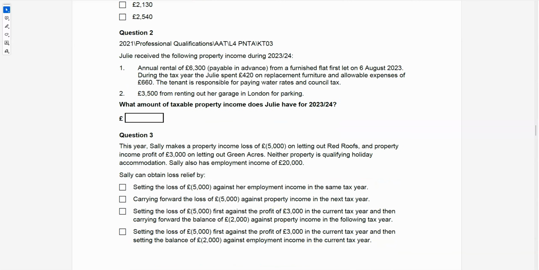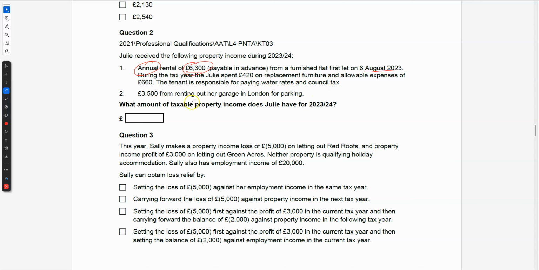Number 2 says Julie received the following property income during the year. Annual rent, so per year 6300 from the furnished holiday letting, let on 6th of August. Remember, it doesn't matter when it started, because if they say annual, you take the full amount. If it is monthly, then you multiply by the months. If the question mentions annual, don't do anything. During the tax year, Julie spent 420 for the replacement and allowable expense 600. The tenant is responsible for paying the water and the council tax.